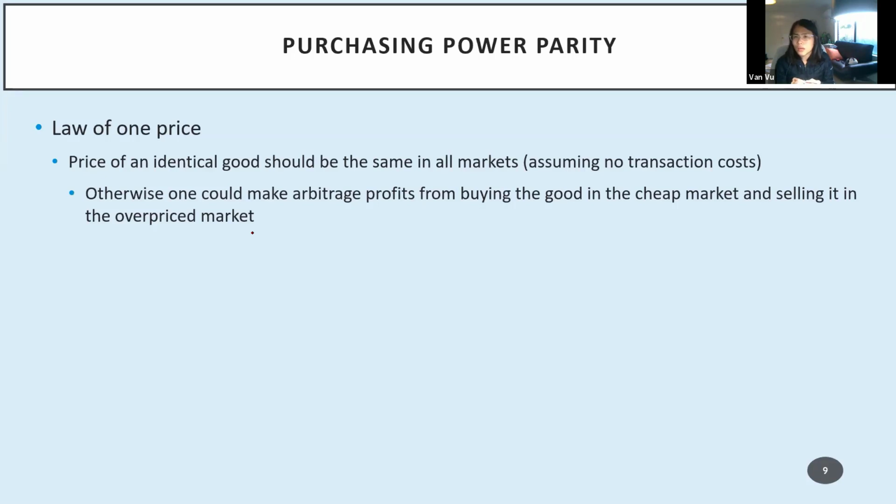The law of one price holds because of arbitrage. The argument here is that if you have an identical good and it's traded at two different prices, then it gives rise to arbitrage profit. As a result, people will arbitrage away the mispricing. As people arbitrage, they bring the prices in the two markets closer together.